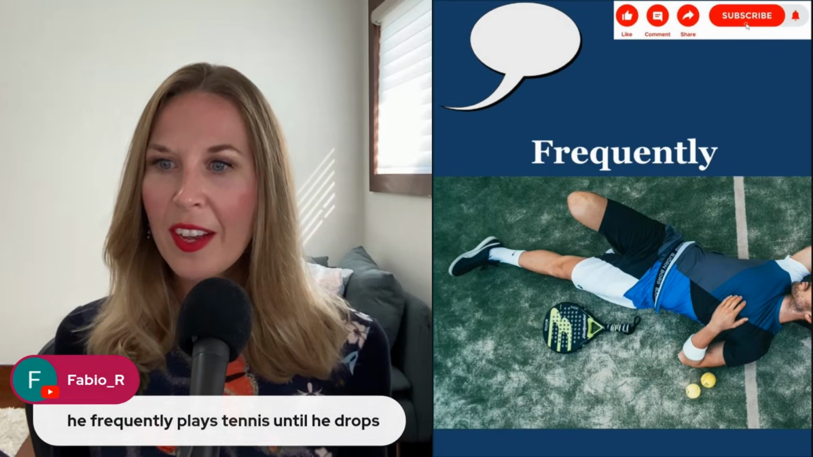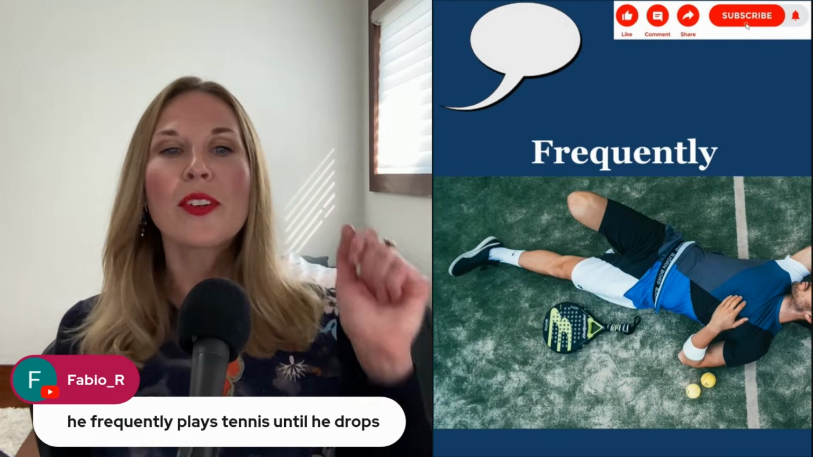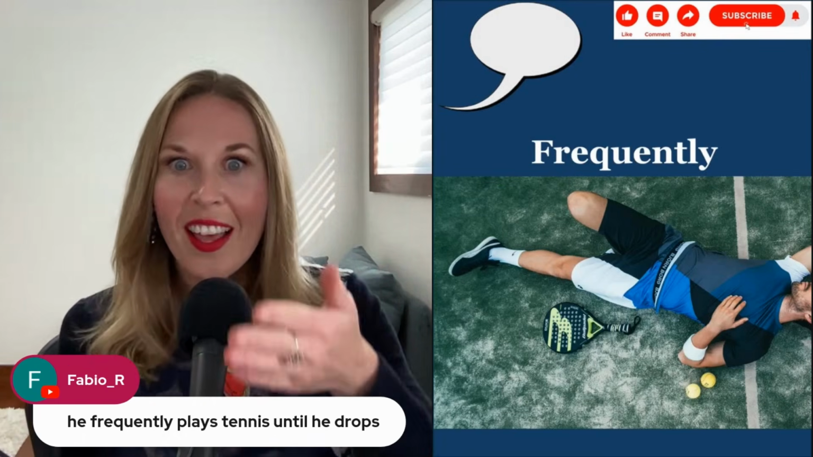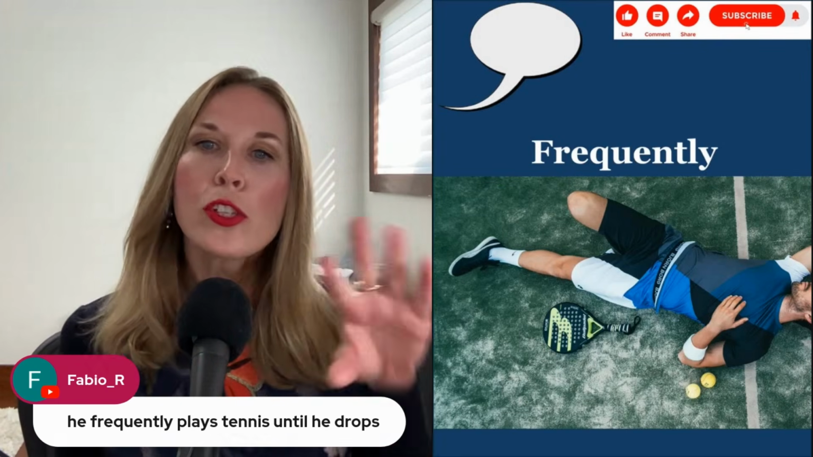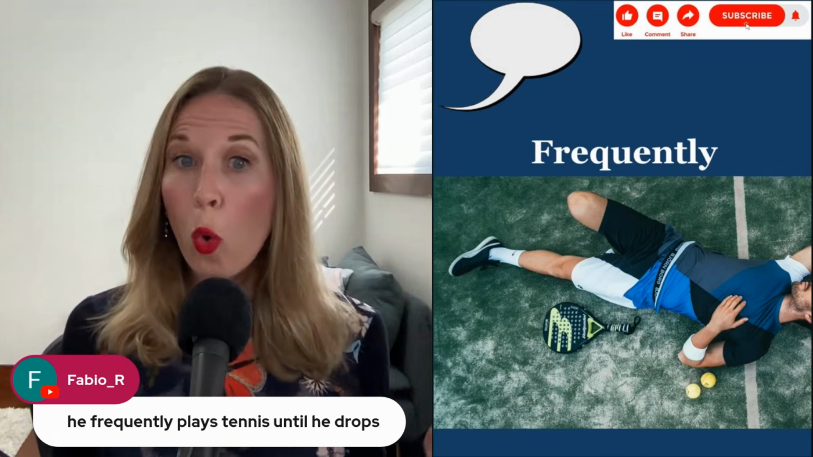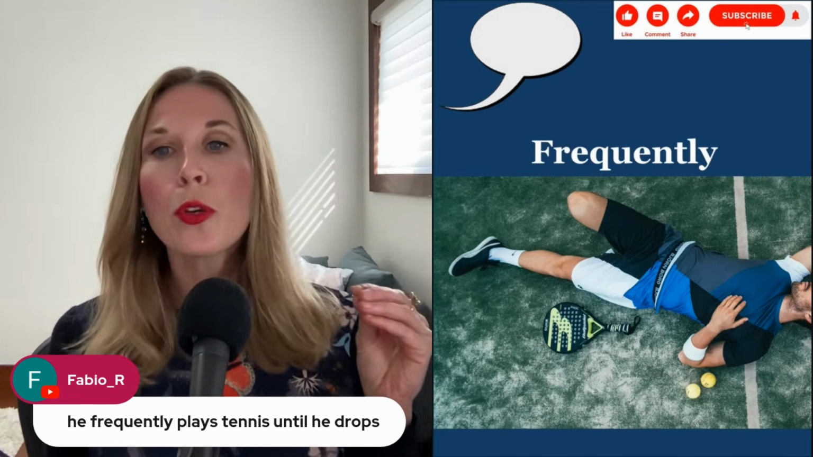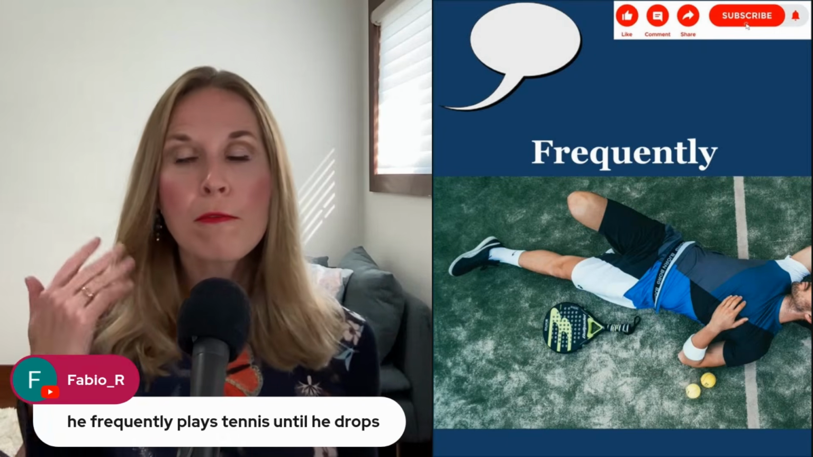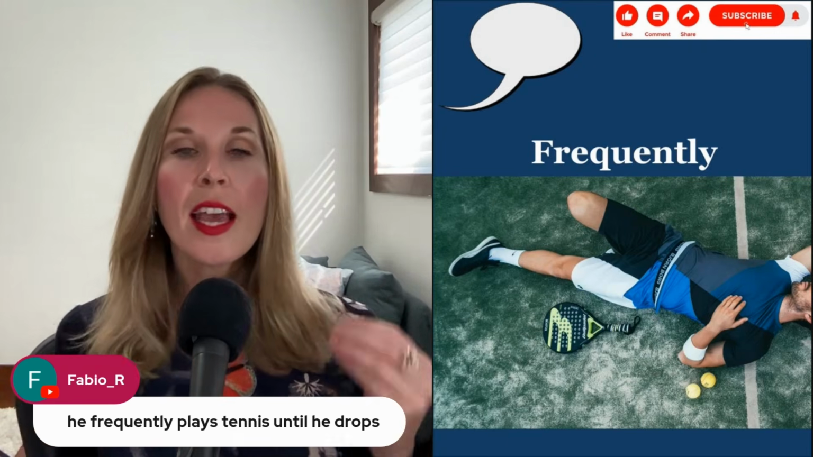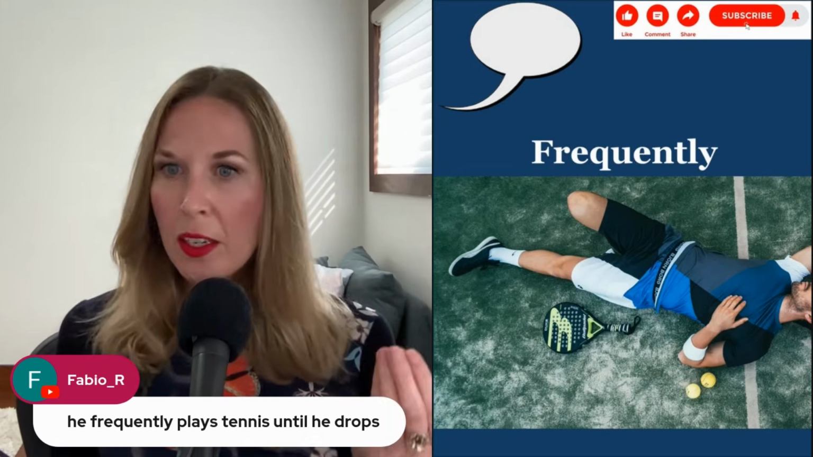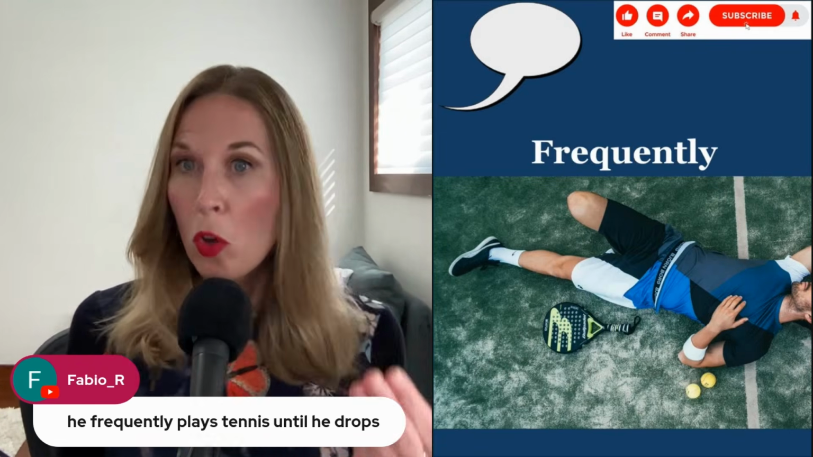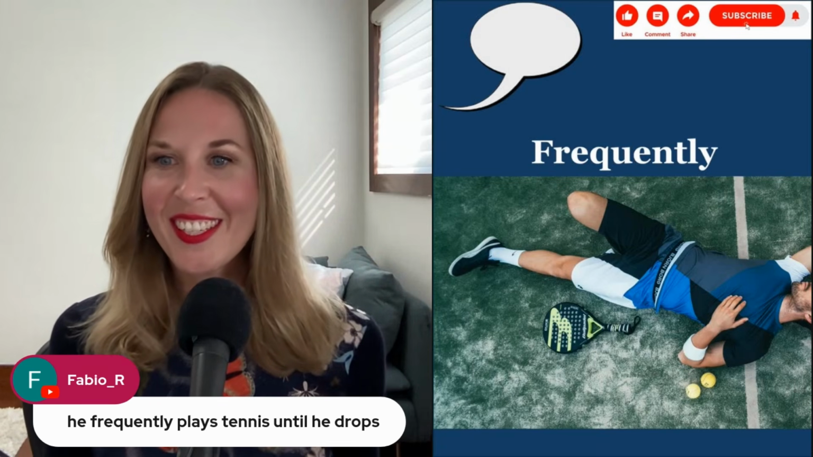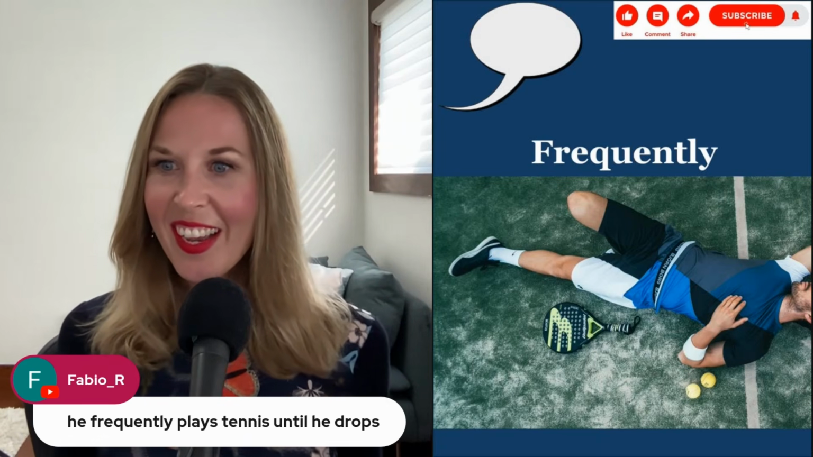All right, everyone. Fabio says he frequently plays tennis until he drops. Exactly. So he's lying on the ground. The surface, we would call this a court. A court. That's where you play tennis, on a tennis court. Soccer field, football field, tennis court, badminton court, basketball court. Until he drops. Very nicely done.